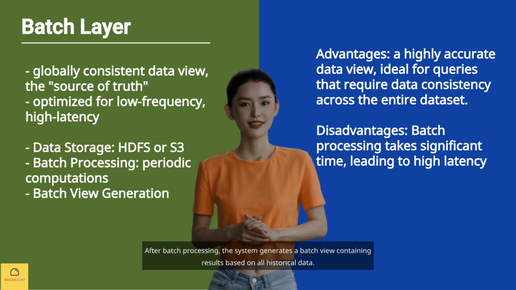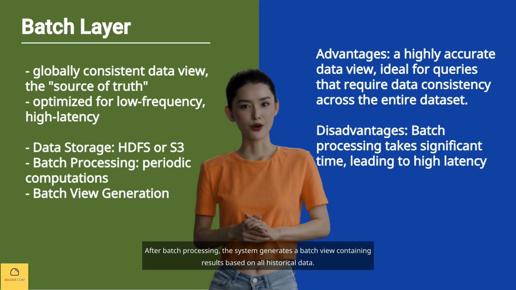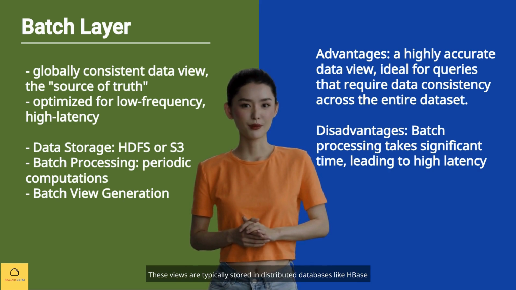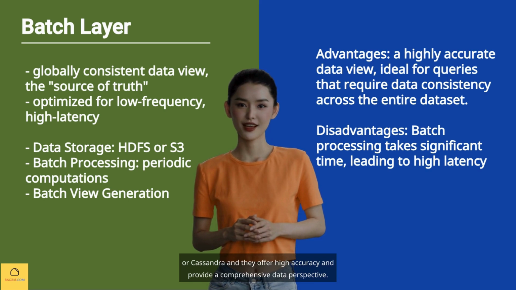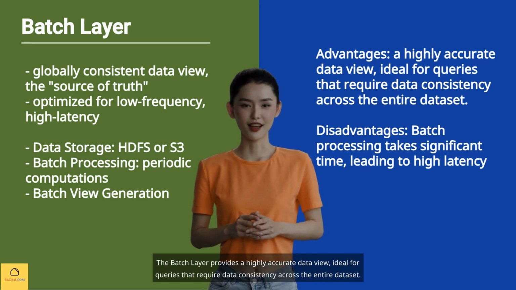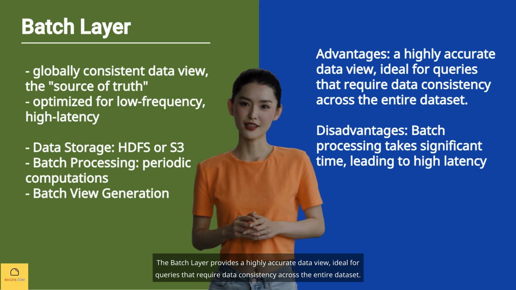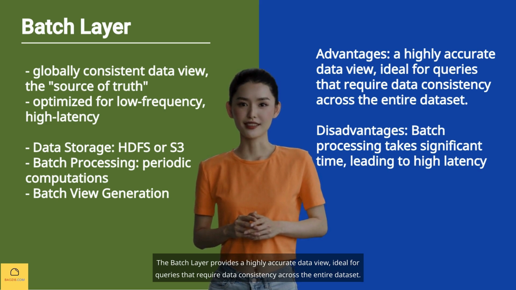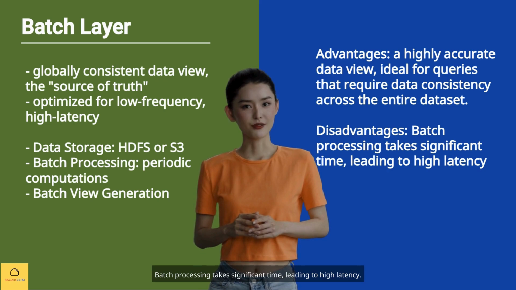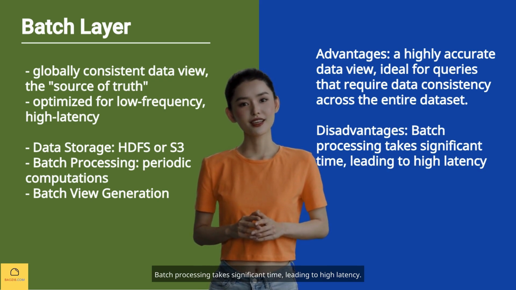Batch view generation. After batch processing, the system generates a batch view containing results based on all historical data. These views are typically stored in distributed databases like HBase or Cassandra, and they offer high accuracy and provide a comprehensive data perspective. The batch layer provides a highly accurate data view, ideal for queries that require data consistency across the entire dataset. Batch processing takes significant time, leading to high latency.